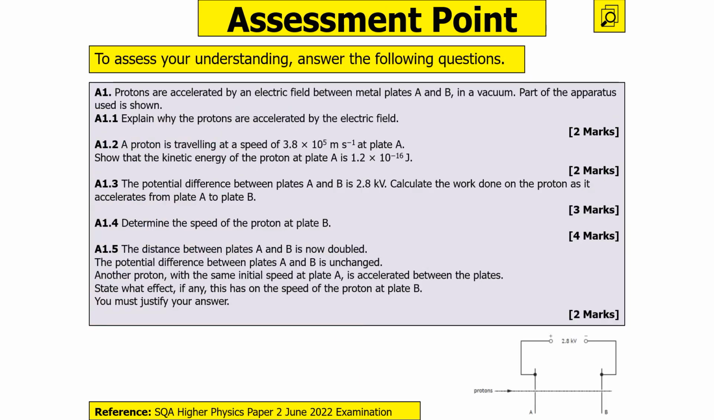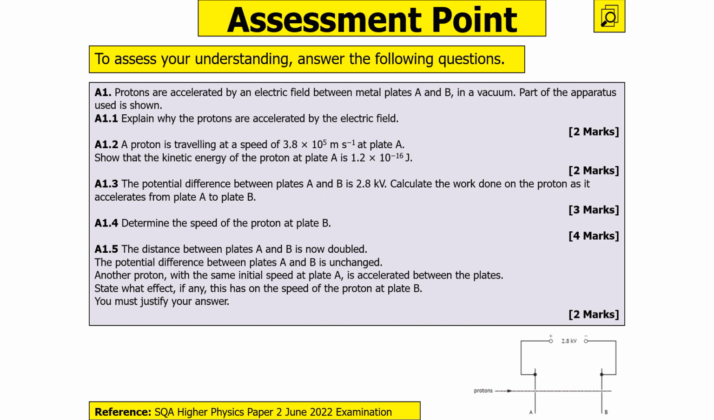The next question says protons are accelerated by an electrical field between the metal plates A and B in a vacuum. Part of the apparatus used is shown. Firstly, explain why the protons are accelerated by the electrical field. Then a proton is travelling at a speed of 3.8 times 10 to the 5 meters per second at plate A. Show that the kinetic energy of the proton at plate A is 1.2 times 10 to the minus 16 joules. The potential difference between plates A and B is 2.8 kilovolts. Calculate the work done on the proton as it accelerates from plate A to plate B. Then determine the speed of the proton at plate B.